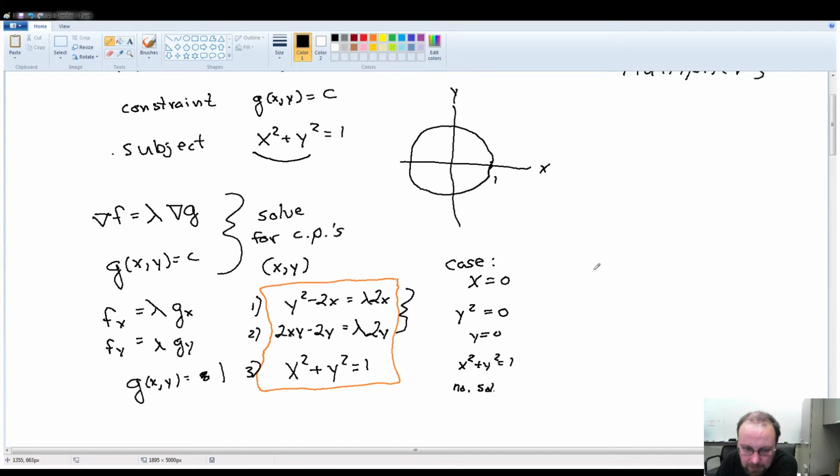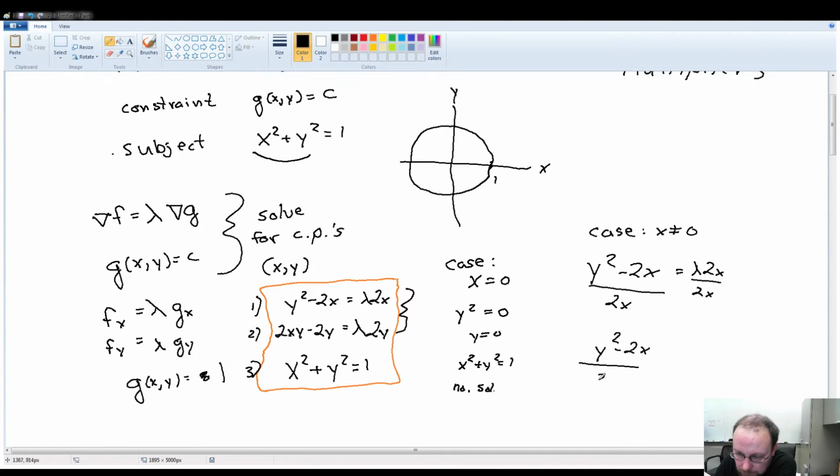In that case, we can, for example, divide by 2x, correct? On both sides. So we get y squared minus 2x equals lambda times 2x, but I'll divide both sides by 2x in order to solve for lambda. And I can do that because we're dealing with the case where x is not 0. So you can divide by x. So we get y squared minus 2x divided by 2x is lambda.